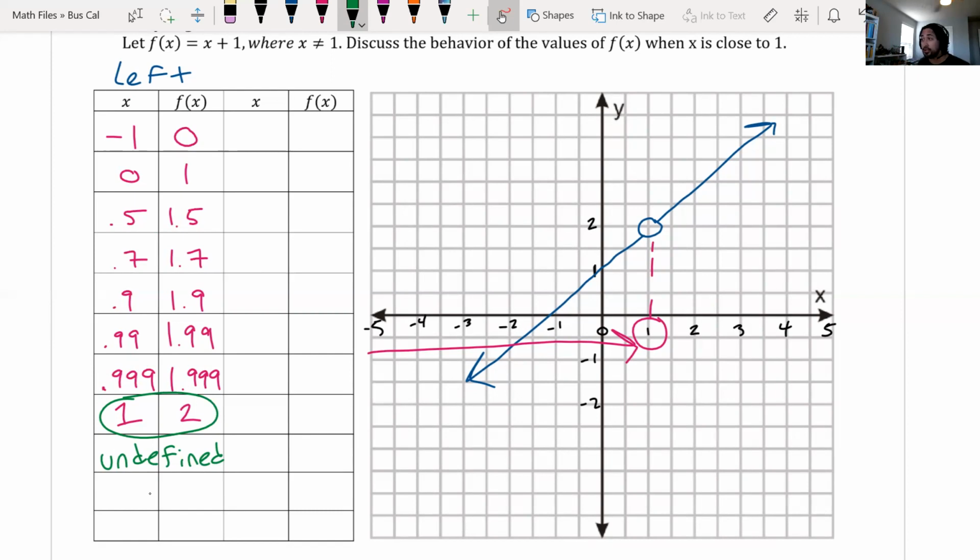We see from our XY chart, once again, that as x gets really close to 1, y is getting really, really close to 2. Now let's look at our graph. We had a numerical representation, and now we're going to have a visual representation. Once again, as x gets closer and closer to 1 from the left, we see y getting closer and closer to what number? 2. There you go.